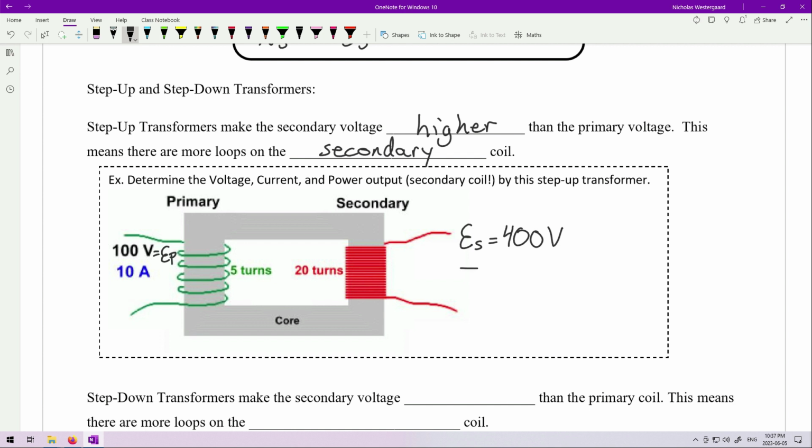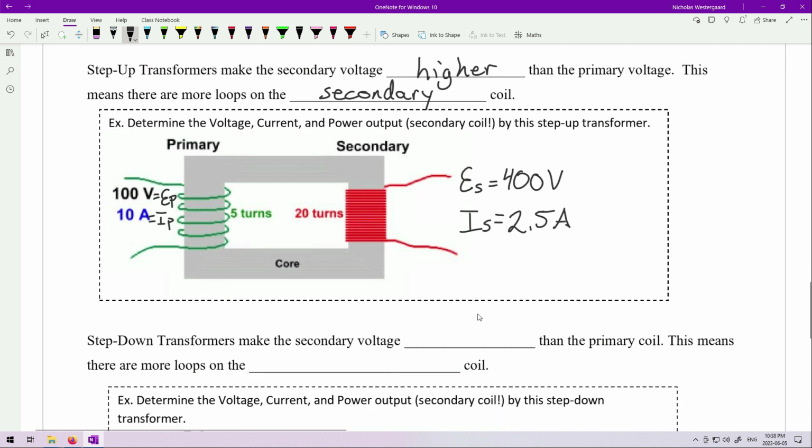But since we have to conserve energy, we notice that our current is going to go through the same process, but instead it's going to step down. Instead of multiplying by 4, the primary current gets divided by 4. So 10 divided by 4 becomes 2.5 amps. And so this is the case of a step up transformer because the voltage gets stepped up. Very clear. Very clear.